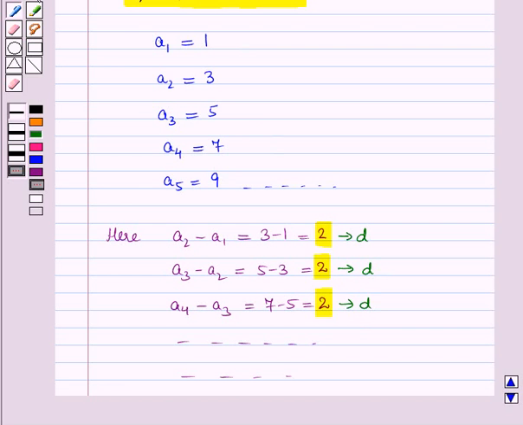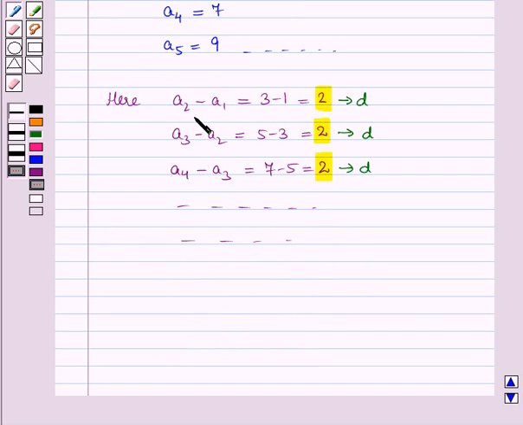Thus, an arithmetic sequence is a sequence in which each term differs from the previous term by the same fixed number. Now we will derive the arithmetic sequence when the first term and common difference are known using the recurrence relation. Now here we have a2 minus a1 is equal to d, a3 minus a2 is equal to d, a4 minus a3 is equal to d, and so on.